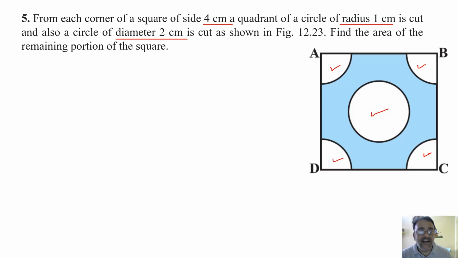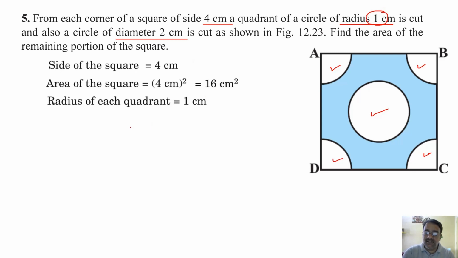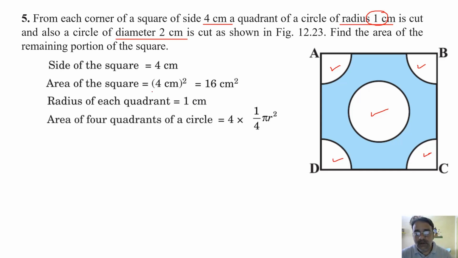So what is the side of the square given? 4 centimeter. So what will be the area of the square? 16. Very good, 16 centimeter square. And the radius of each quadrant is given as 1 centimeter. So the area of 4 quadrants will be equal to 4 into 1/4 pi r square. The formula for the area of one quadrant is 1/4 pi r square. So for 4 quadrants you have to multiply by 4. So you will get one full circle, that is pi r square.